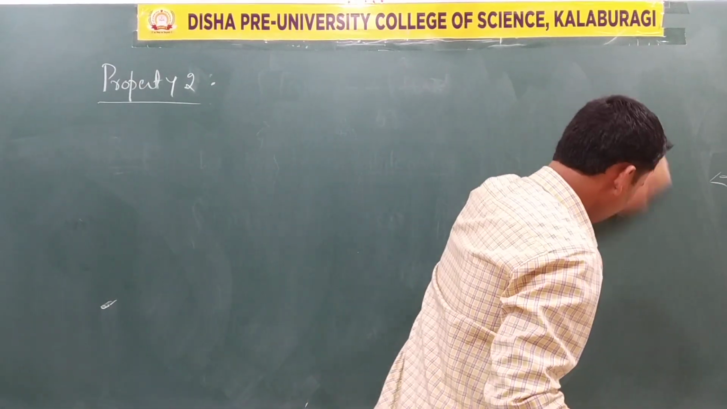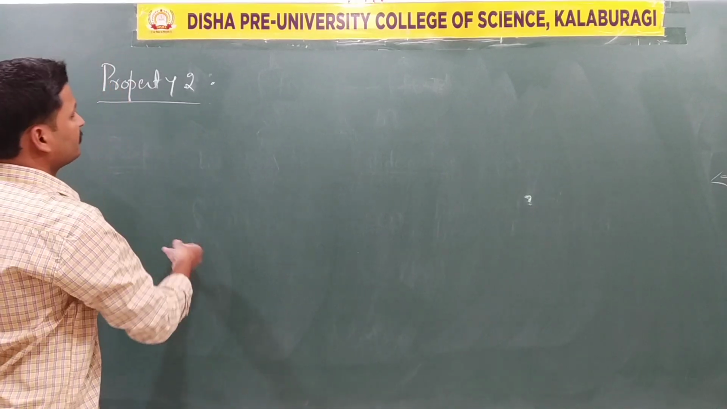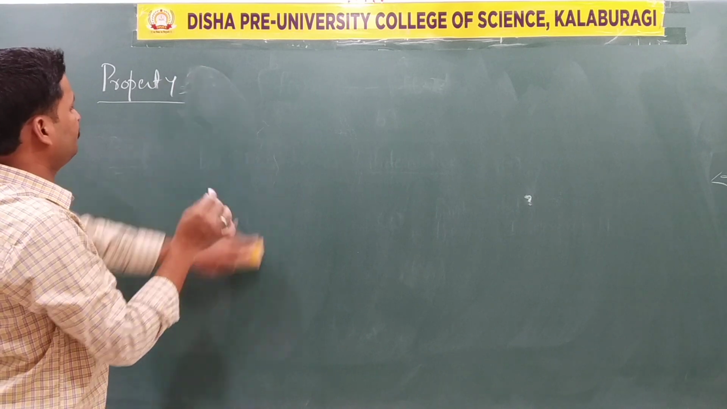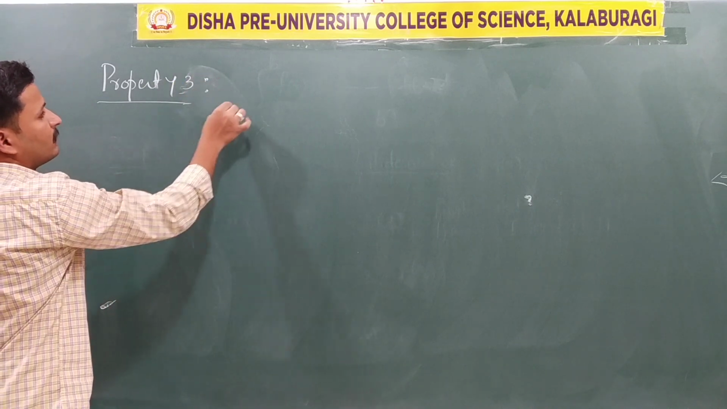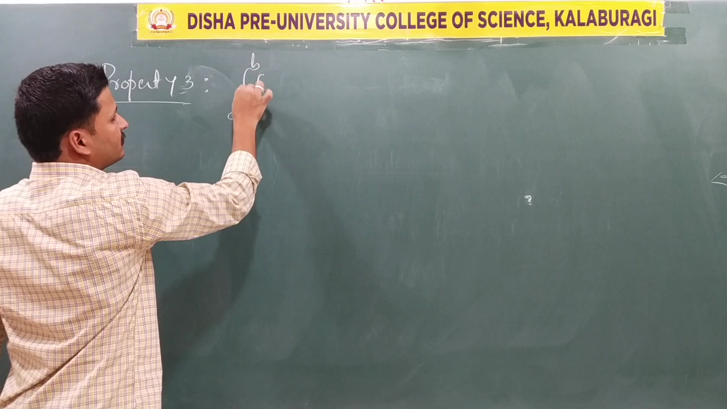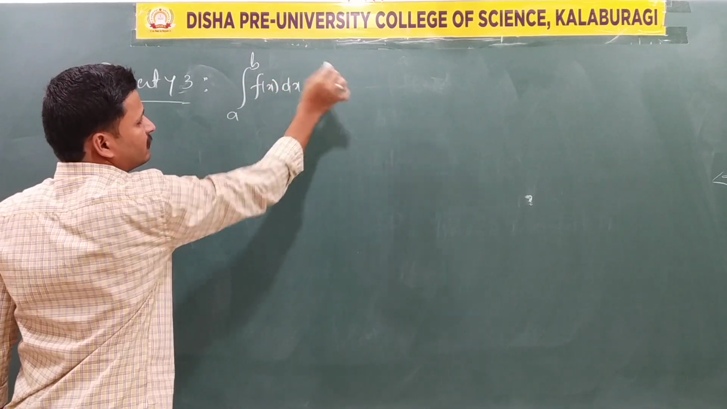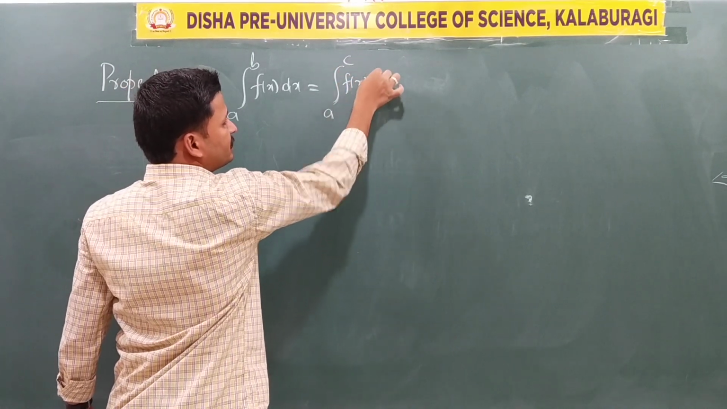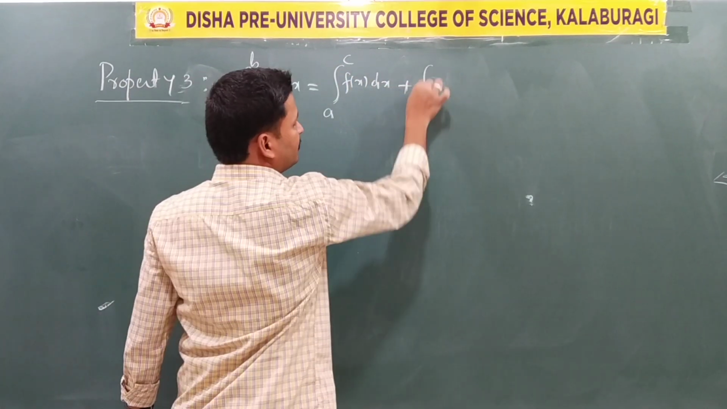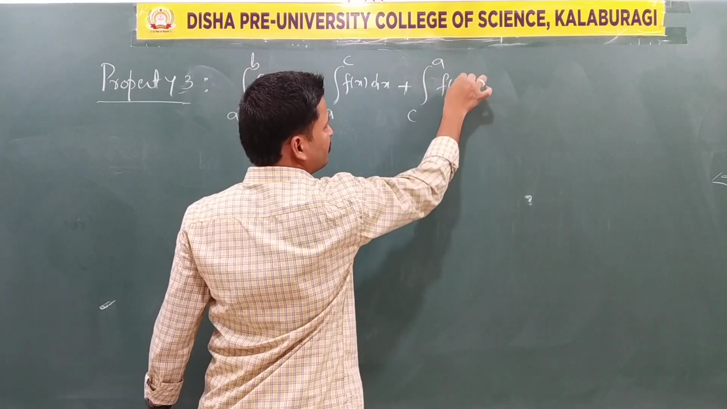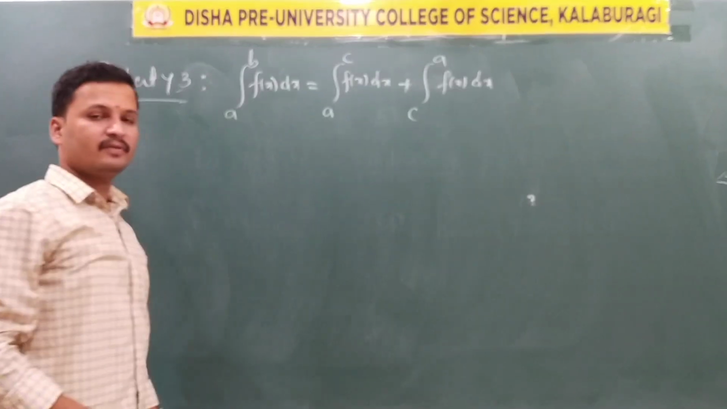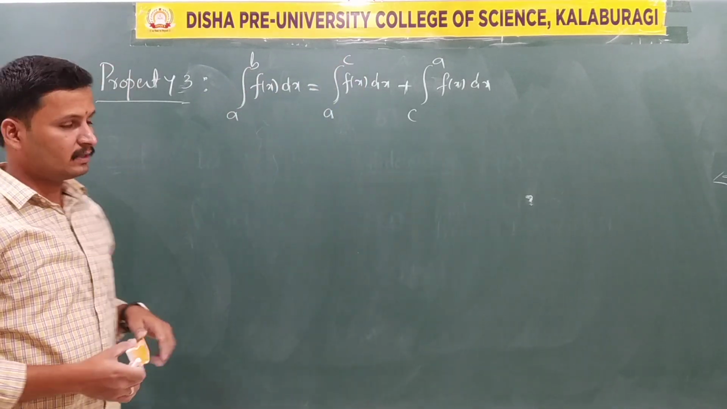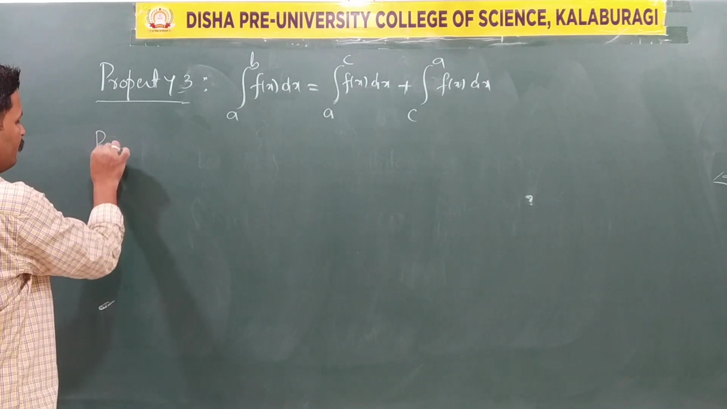Next, property number 3, that is integration from a to b f of x into dx equals integration from a to c f of x into dx plus integration from c to b f of x into dx. That means we split the interval a to b into a to c plus c to b. Proof.